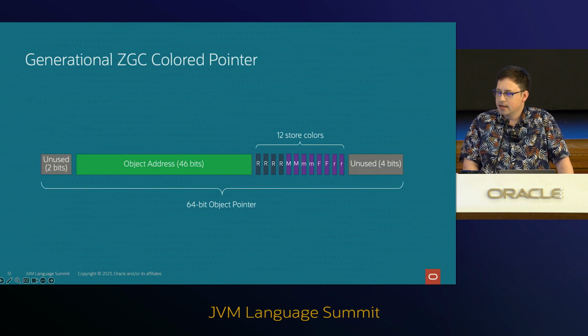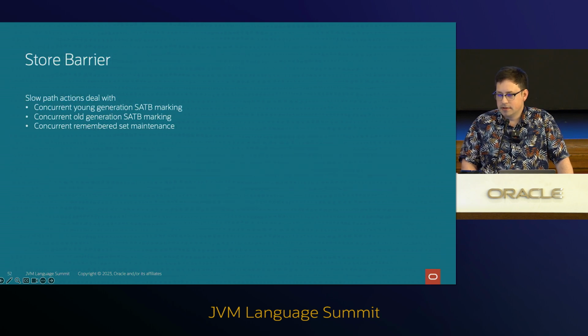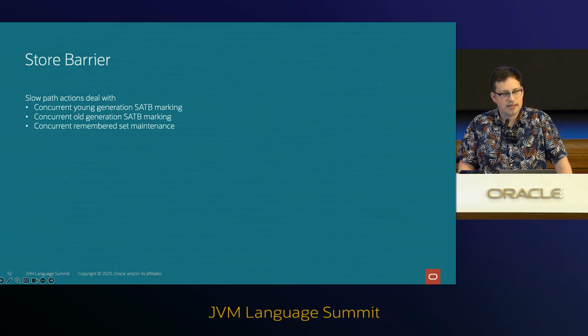The way that we detect that is through color tricks. And as you see in this picture, we have these 12 colors in total. They're all relevant to the store barrier, unlike the load barrier. So when we have detected this is the first store, we take some action.